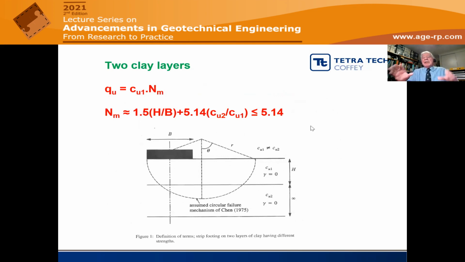In general, when we're dealing with shallow foundations on clay, the undrained bearing capacity is somewhere between 5 and 6 times the undrained shear strength of the clay. And so that's always the first sort of point of reference. And then if you've got stiffer clay underneath, then it'll be a bit more. If you've got softer clay underneath, you need to be very careful about that.